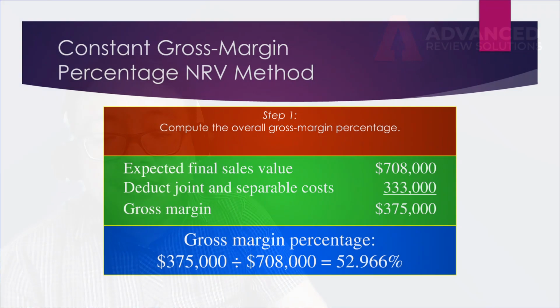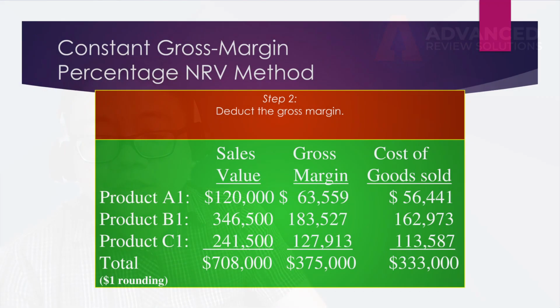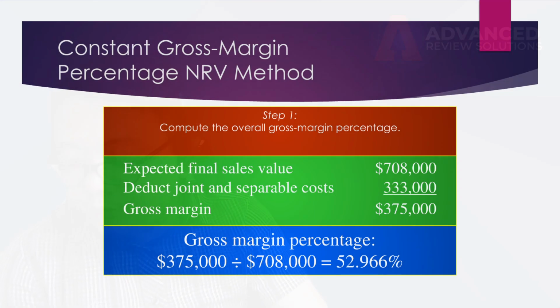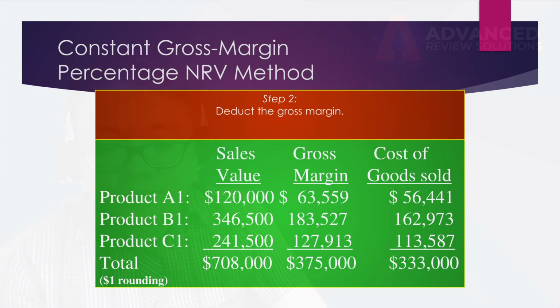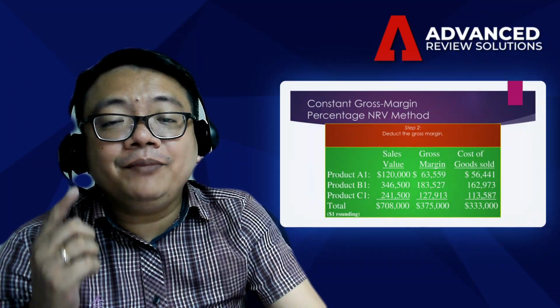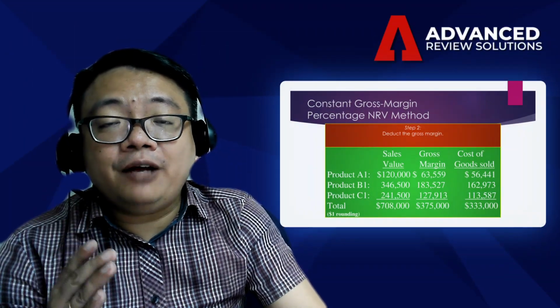346,500 times 52.966, you have 183,527. 241,500 times 0.52966, you have 127,913. Kung ano matira, yan yung cost of goods sold mo. If you notice, class, same lang, 333. Diba? Diba? Madali to. If it is a constant gross profit margin.